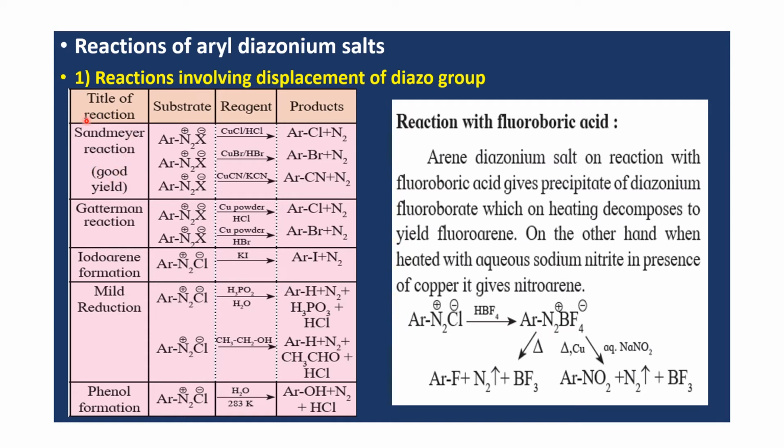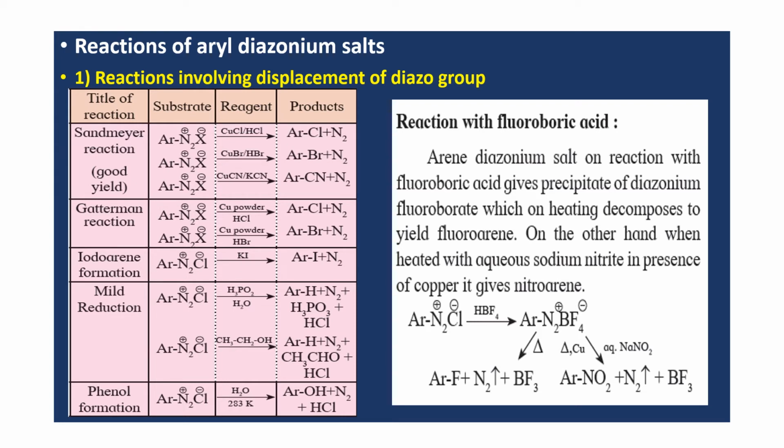In Sandmeyer's reaction, the diazo group is replaced by chlorine, bromine or cyanide group. For this, the aryl diazonium salt is treated with cuprous chloride and HCl, then it forms aryl chloride. If it is treated with cuprous bromide and HBr, it forms aryl bromide. If it is treated with cuprous cyanide and KCN, it forms aryl cyanide. Such copper ion catalyzed reactions are called Sandmeyer's reaction.